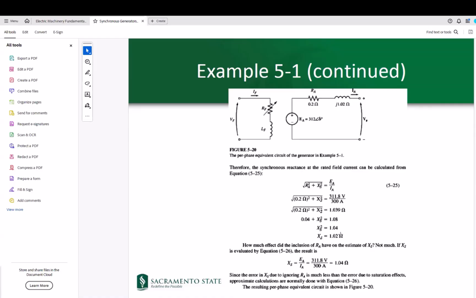Now, if you ignored RA, then XS would have been found by directly measuring EA over IA, which becomes 1.04. If you compare the results, you can see that the error is very small due to neglecting the RA in the machine. So this is just an example to show you how we can find the different parameters of our generator using the short circuit and open circuit tests.